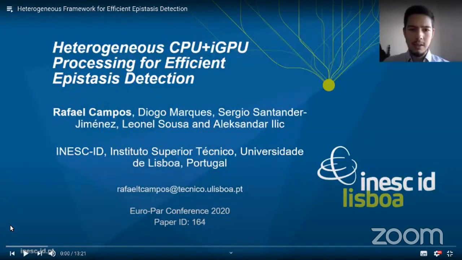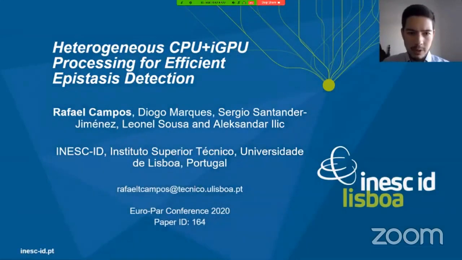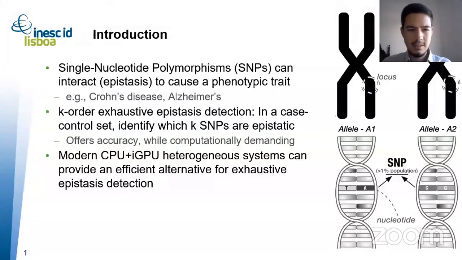Which is called Heterogeneous CPU and iGPU Processing for Efficient Epistasis Detection. Welcome to my presentation. My name is Rafael Campos from INESC ID, and let's get this started.